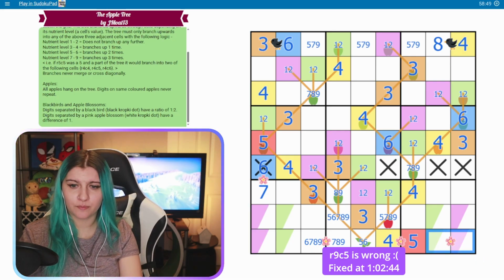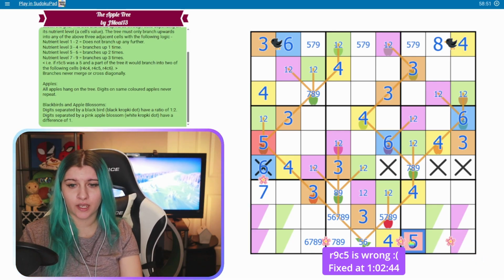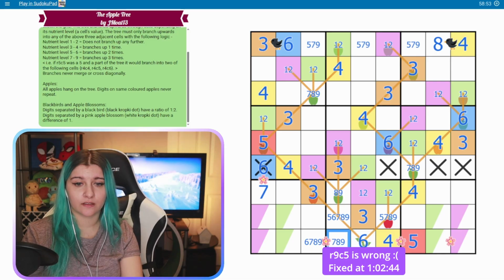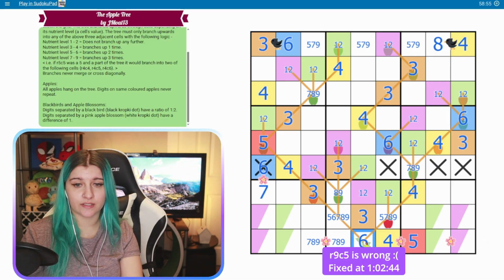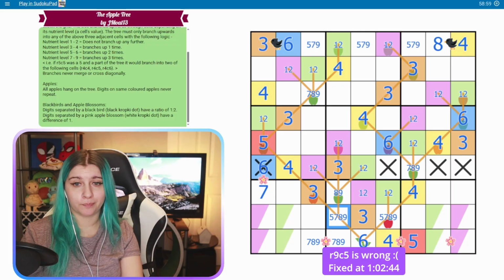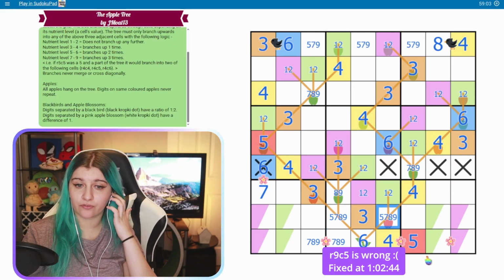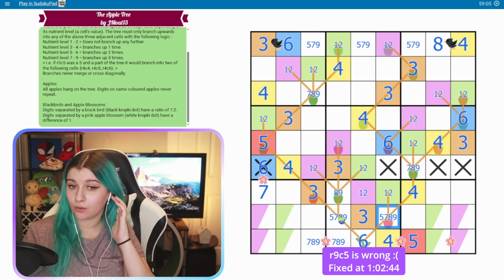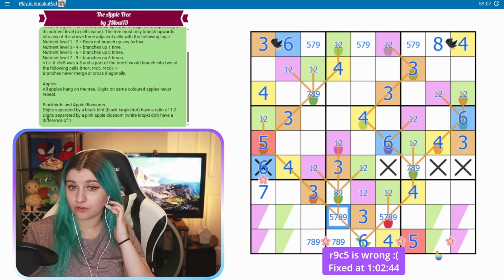I don't think anything breaks this if this goes 1, 2. This is a 5, so this is a 6. So this is not a 6. These are strictly 7, 8, 9. This is not a 6. I could still have a 5 red apple, or this could be a 5.